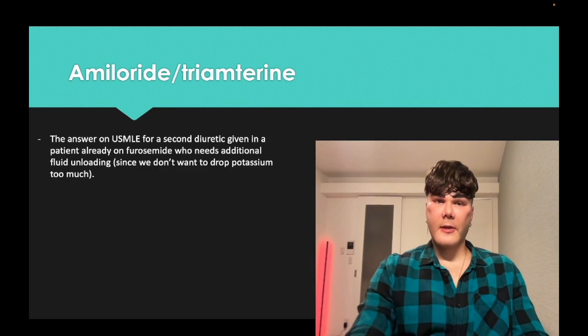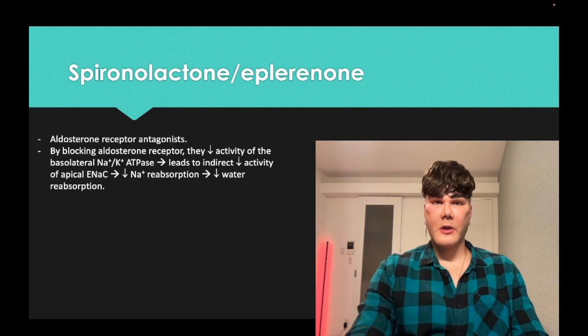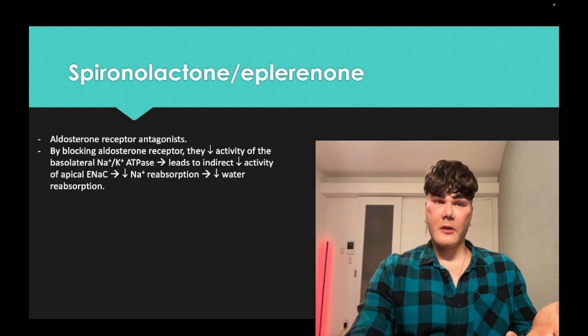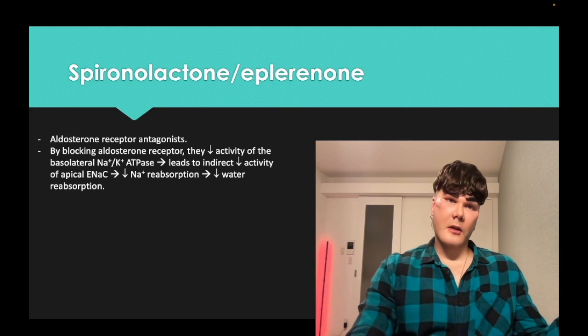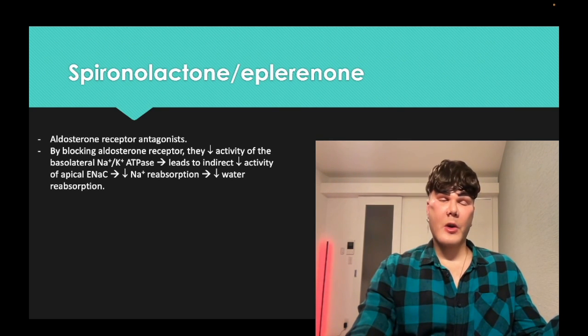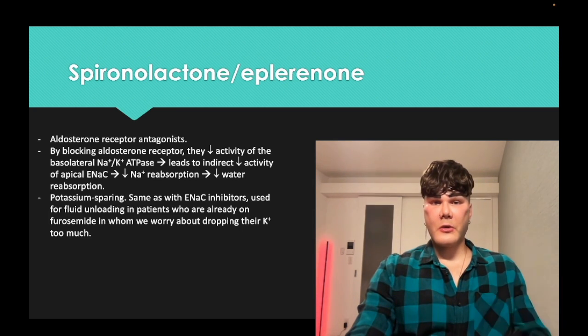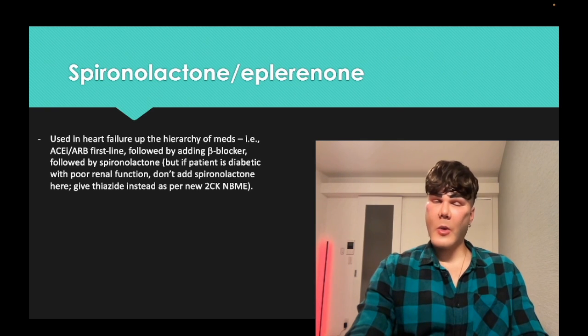As I just said, they're not going to drop your potassium too much. And then spironolactone, eplerenone, same deal. They're aldosterone receptor antagonists, and that's their mechanism where they're going to lead to decreased sodium reabsorption. So they indirectly will shut off ENaC on the apical membrane, and because they're potassium sparing, they can be used after furosemide. Okay, because you don't want to give two diuretics in a row that cause hypokalemia.